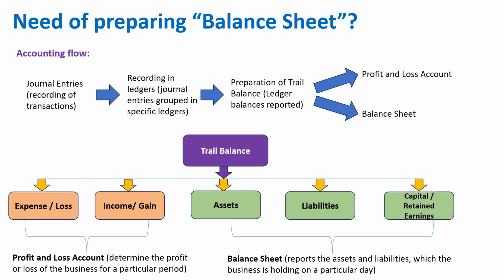Now, what is the balance sheet going to tell to the shareholders or to the stakeholders? So balance sheet will report the assets and liabilities which the business is holding on a particular day. Okay, so balance sheet is very important from the shareholders' point of view to see whether the company has sufficient fixed assets, whether the company has sufficient current assets which can be converted into cash in future, and what is the liability the company is holding. So it gives more about the financial status of the company on a particular day.